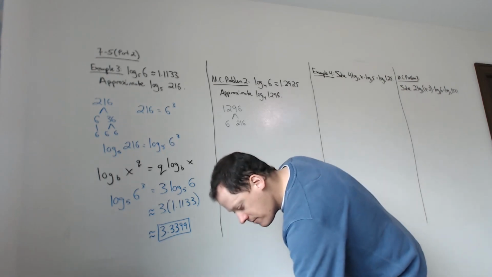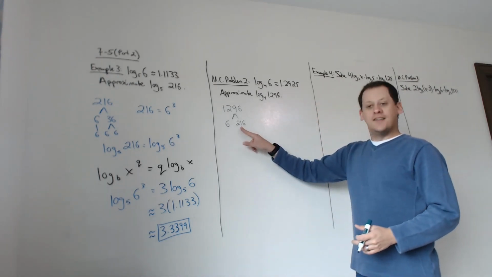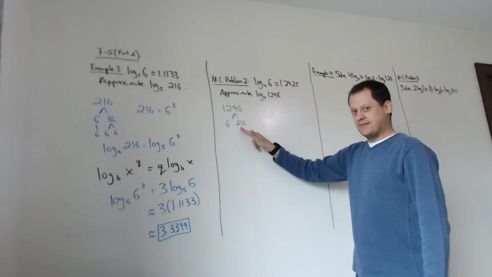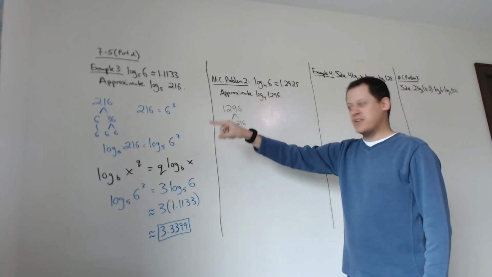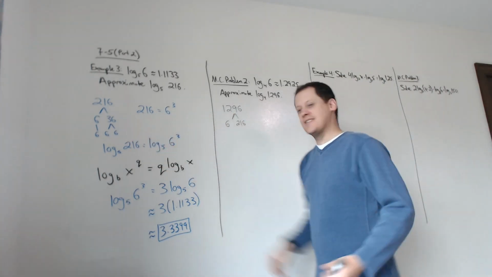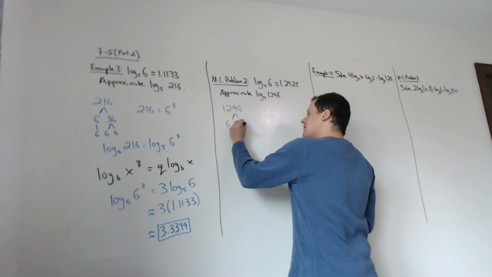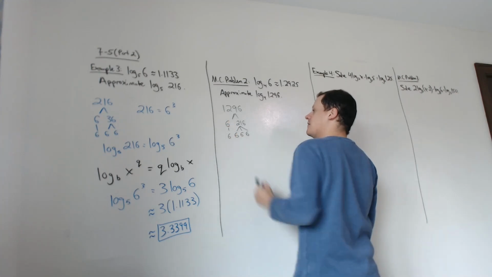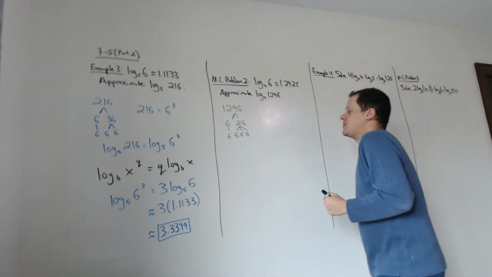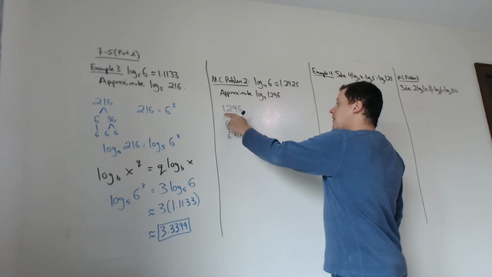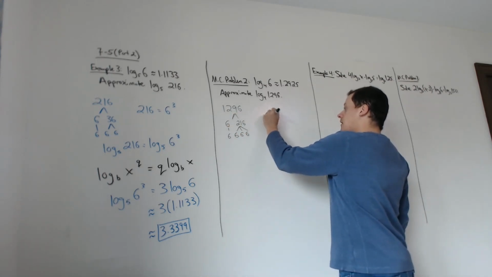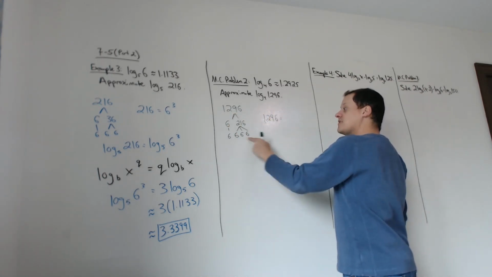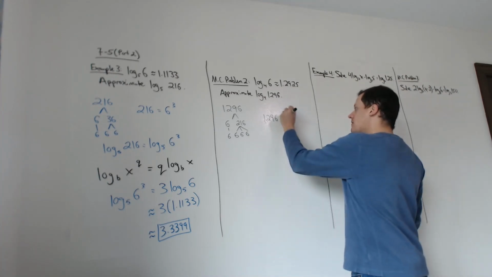Why am I laughing about that? We already know how 216 breaks down, right? That's what we do over here. 216 breaks down into 3 6's. So I'm just going to do that all at once. 216 becomes 3 6's. We've got 6 here. So what that tells us is 1296 is just 6 to the 4th power.